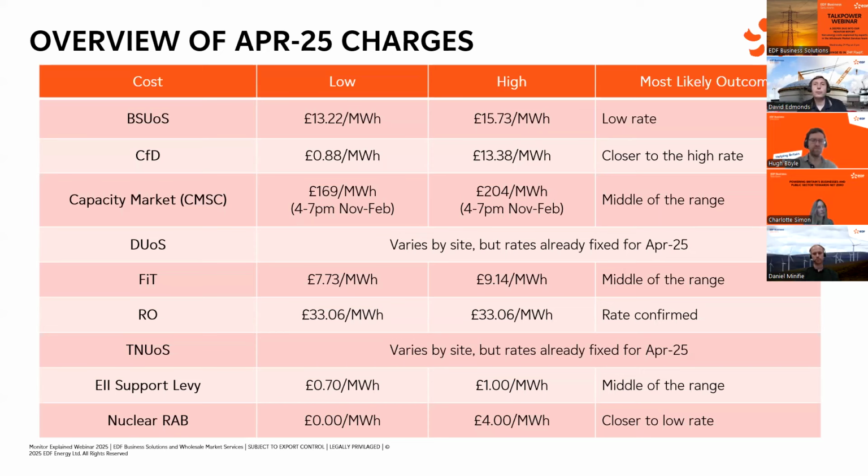Because the contract for difference works as a top up to market prices to a fixed strike price, the lower market prices are, the higher the rate can be. And if market prices increase, this cost will drop correspondingly. So because of that, the best view to use as a central view is closer to the high rate. That's because market prices could rise by a lot more than they could fall by.